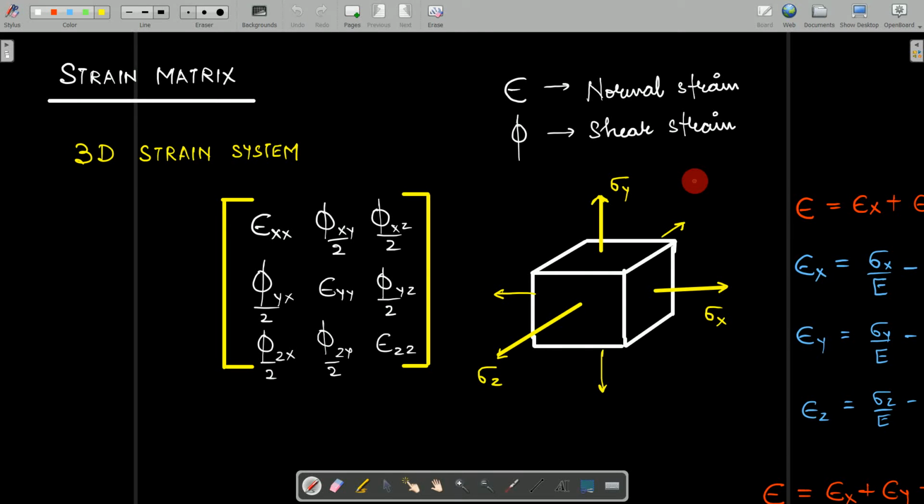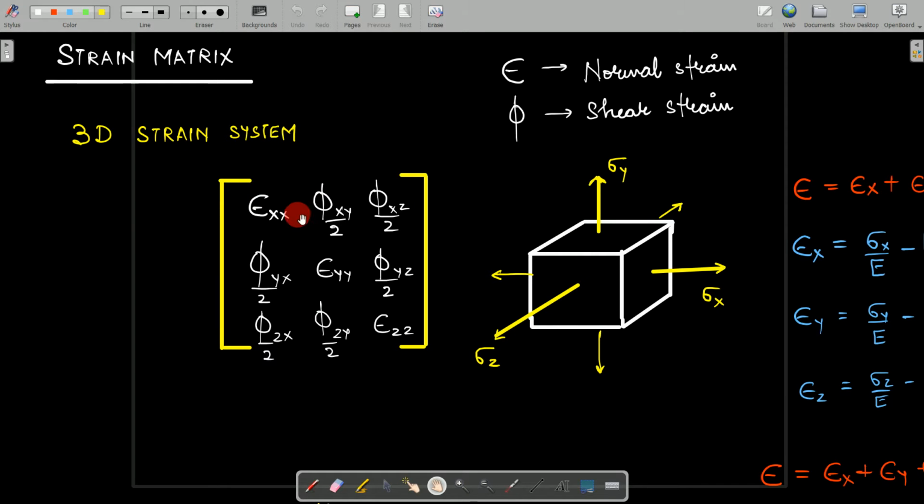Having understood your stress matrix, it's quite necessary to understand your strain matrix as well. So starting with 3 dimensions, we need to show this 3-dimensional strain system. It's just analogous to your stress system. Here along the diagonal we'll have your normal strain represented with epsilon, and the rest of the elements will be your shear strain. Here we represent it with phi.